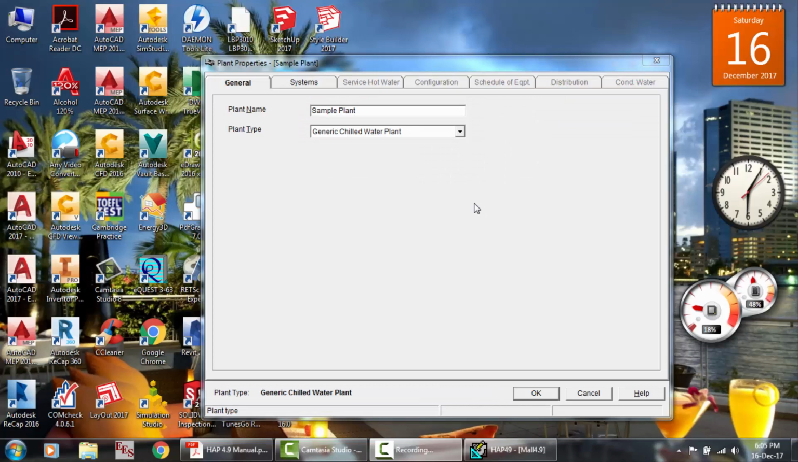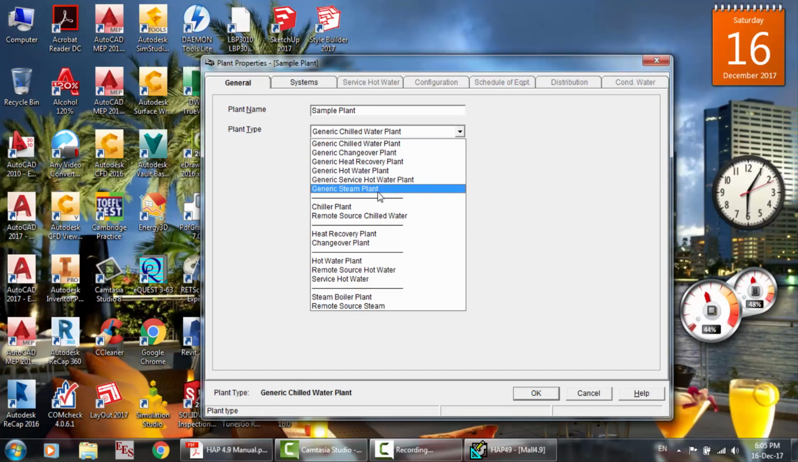Okay, now ladies and gentlemen, after finishing these things, the generic types, you will be able to generate your cooling or heating loads only without the energy analysis. So now it's about time to use the energy analysis. If we use chiller plant up to remote source steam, you have to know the differences between them by clicking on F1.